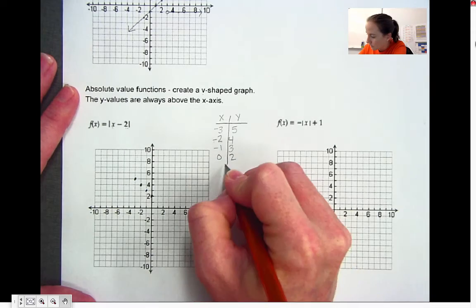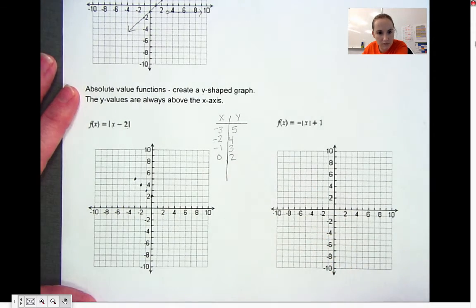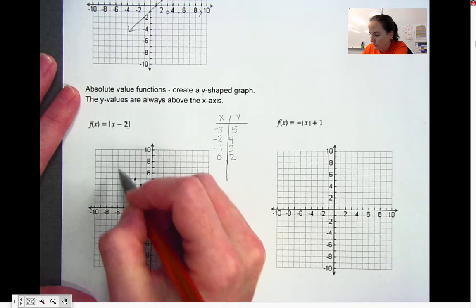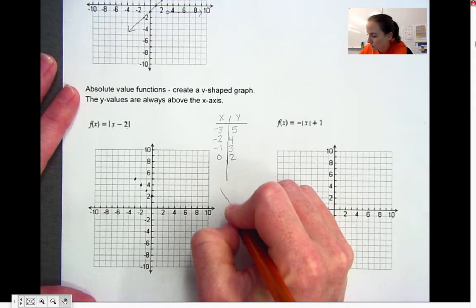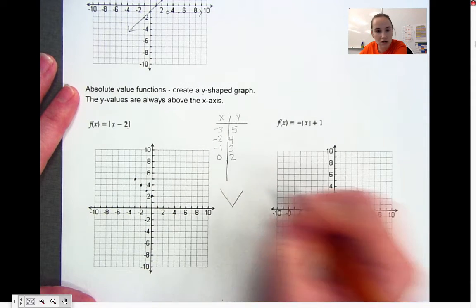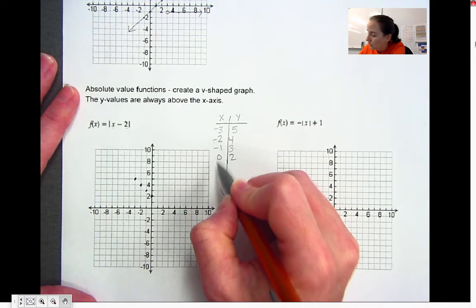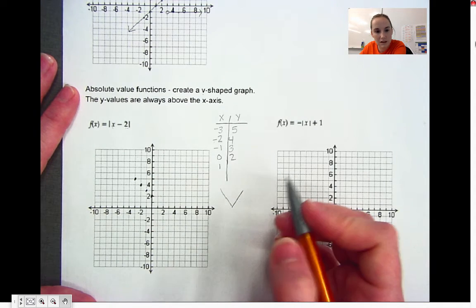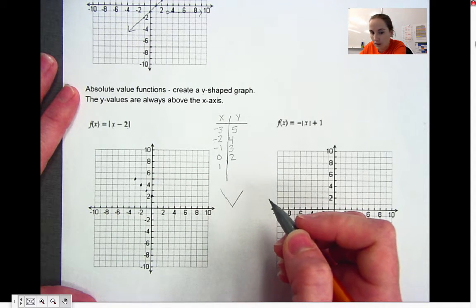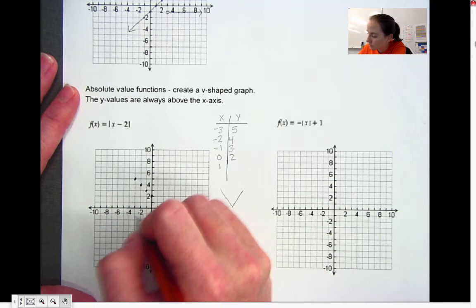1. See, we tried some, you have to be careful here because it creates a V shape. If you're only creating a line, that means you haven't made it to the vertex because you need to be able to change directions. So I want to keep going until I change directions. We're going to plug in 1. 1 minus 2 is negative 1, and the absolute value of negative 1 is positive 1.